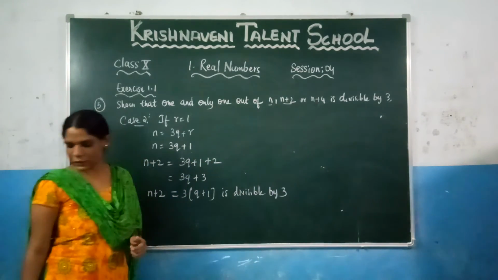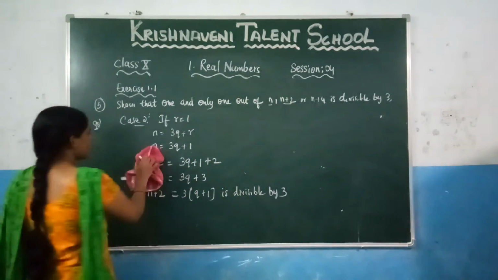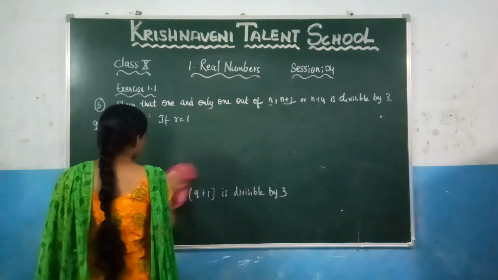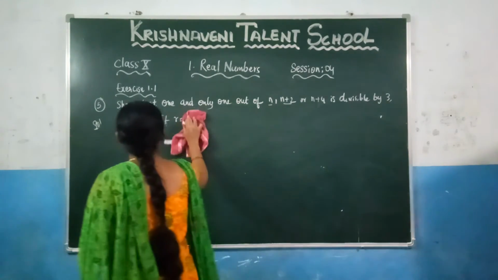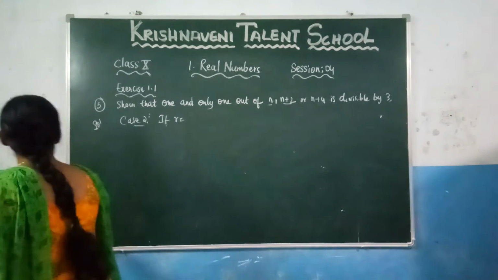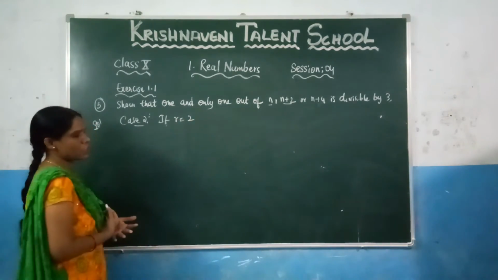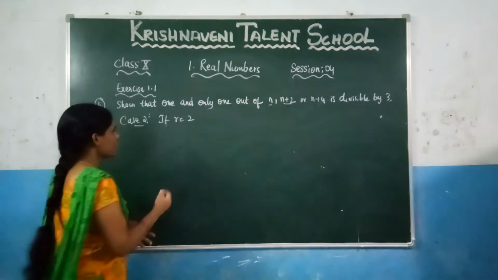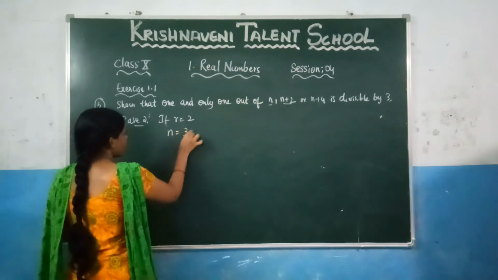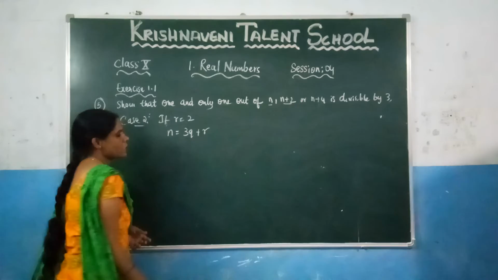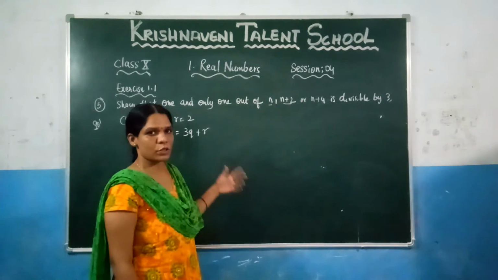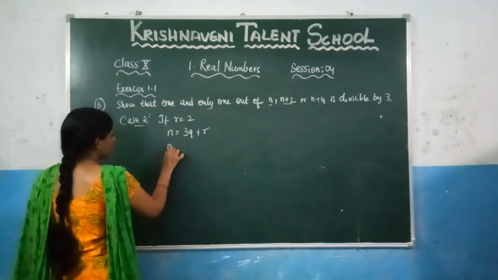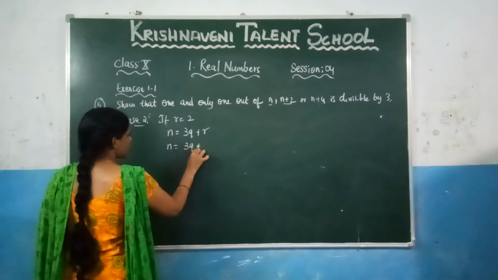Now let us go for the third case, if r is equal to 2. So what is the first equation we got? n is equal to 3q plus r. So write it here n is equal to 3q plus r. Just substitute here in place of r, 2. So what you will get here? n is equal to 3q plus 2.